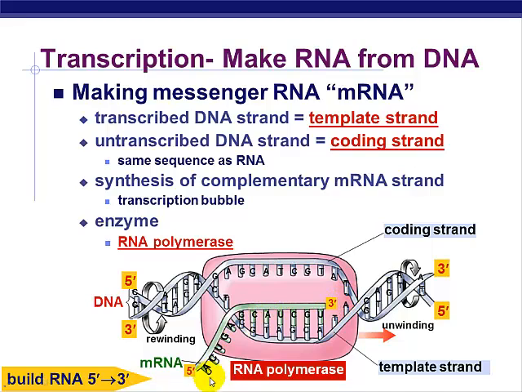I know I mentioned the ends. Remember that DNA has a direction. mRNA also has a direction. You build it from 5' to 3', which means you're reading the DNA strand from 3' to 5'. That's just something you have to memorize. Building your new mRNA from 5' to 3'. RNA polymerase only works in one direction.